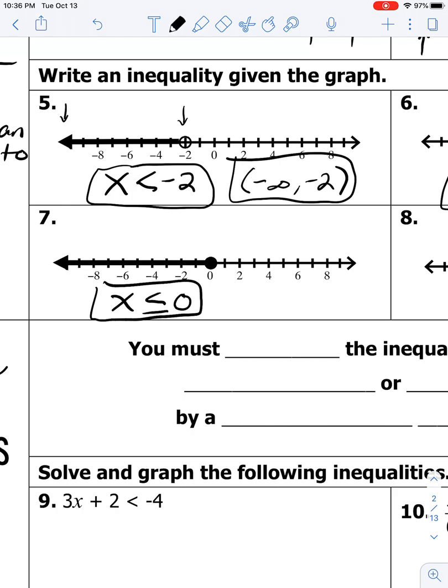All right? So now, on this right here, interval notation, where does this start? It starts at negative infinity, which is always a parenthesis. It kind of rhymes. Where does this end? It ends at 0. And a closed circle means it's a bracket. That would be your interval notation from negative infinity to 0.